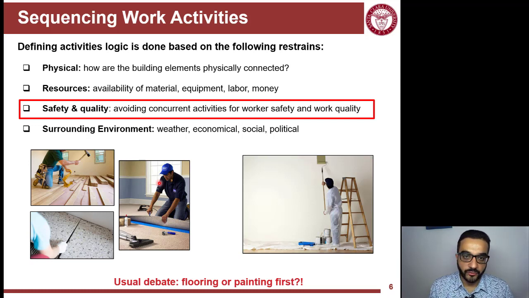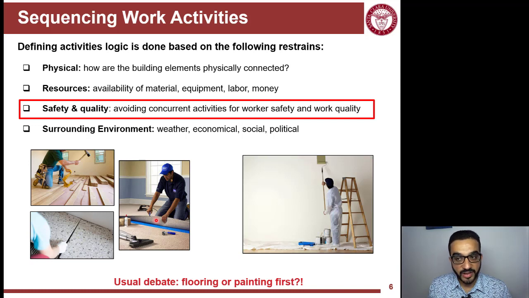Quality here is always this debate between should you install the flooring first or do the painting first. And the common answer is always, it depends. It depends on the flooring type. Are you installing hardwood, ceramic or carpet? Every one of these requires a different sequence or its own consideration for quality, and also different ways of installing the flooring.